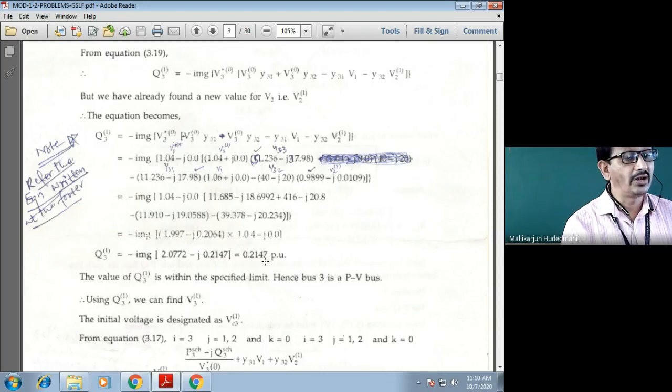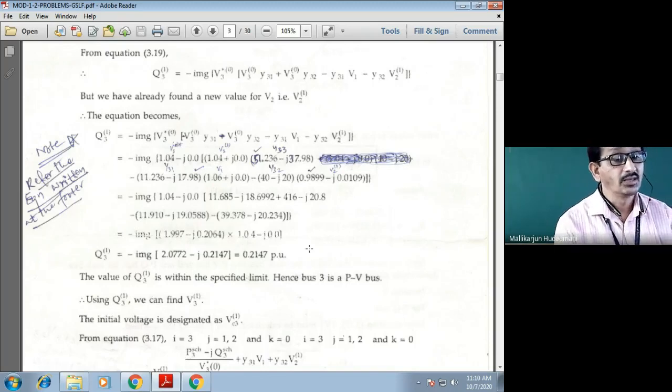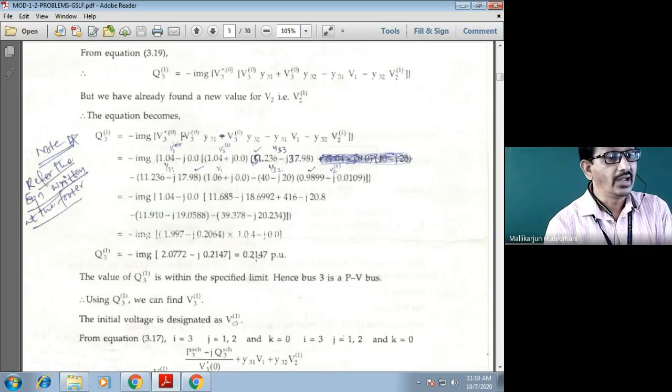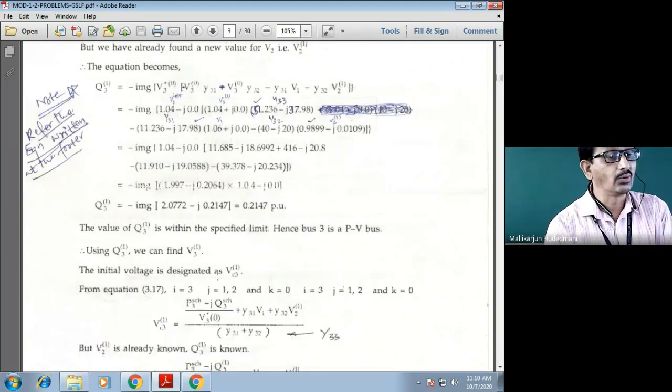By chance, this value went very, very larger than 0.5. Then it is to say this generator cannot maintain 1.04 pu voltage on its terminals. Hence, it is switching into load type. So that was what the situation. But naturally in this problem, we haven't faced that problem because computed reactive power of bus 3 stood 0.2147, which is very well within 0.1 and 0.5. Hence the next step, we can now calculate V3.